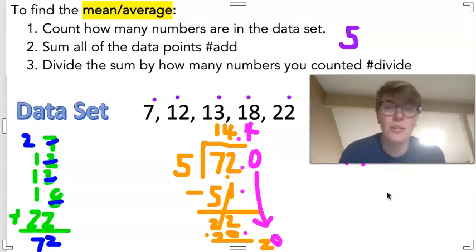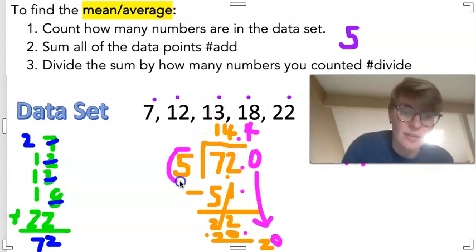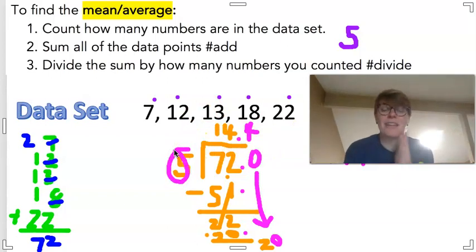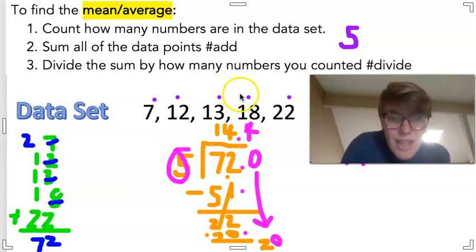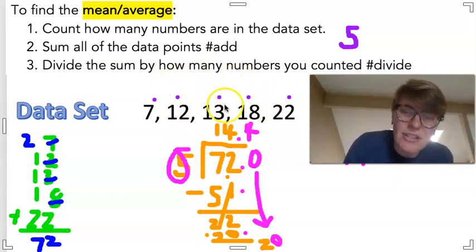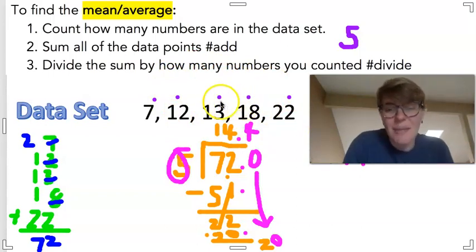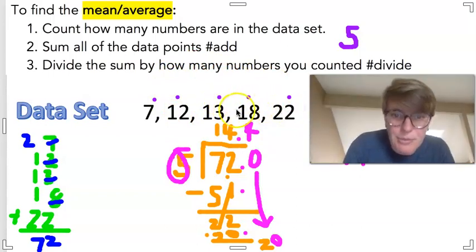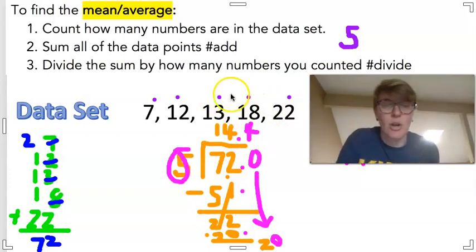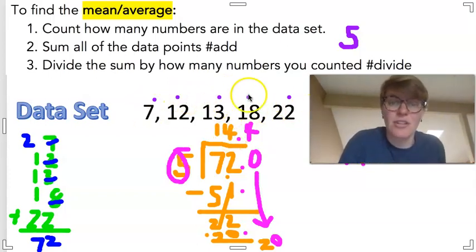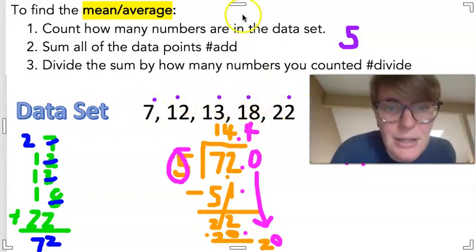Remember what we do first, count how many numbers we have. That's what we're going to divide by, add them up, and then divide by that number. So the number that's kind of representative of these numbers is 14.4. That makes sense to me because 22 is pretty big, so it's pulling it this way. So the average number, if I could give all these numbers different things, it would be 14.4.